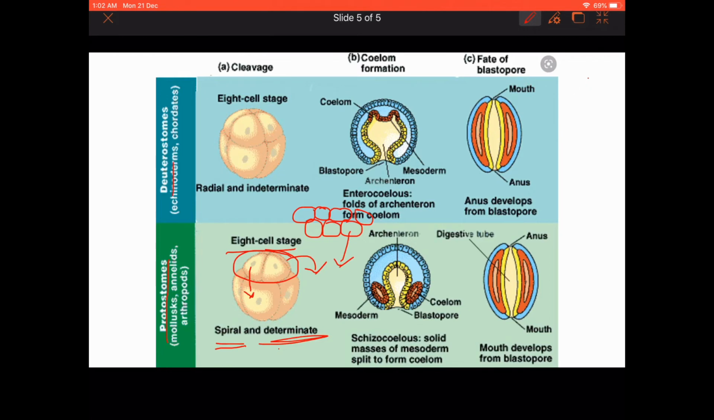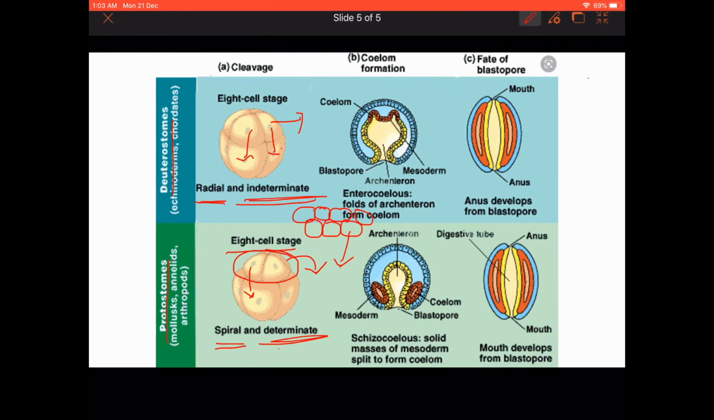On the other hand, deuterostomes have radial cleavage. Radial cleavage means the cells lie exactly opposite each other, just above each other in their respective tiers. And this type of cleavage is indeterminate. Indeterminate means their fate has not been fixed yet. If you separate the blastomere at this stage, then each blastomere can develop into a complete embryo, because the fate of the blastomere in the embryo is not fixed yet, right? So all the deuterostomes have radial and indeterminate cleavage.